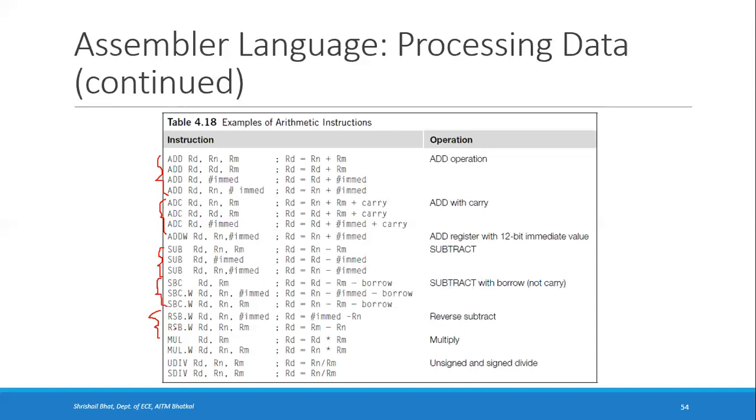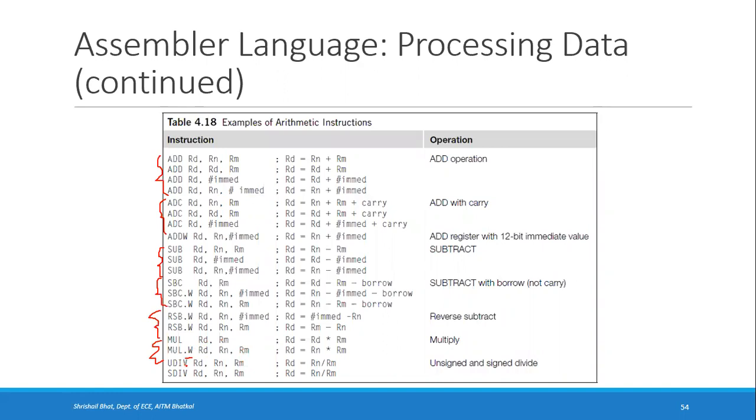Then you have the multiply instruction. Multiply means two registers are multiplied and the result is stored in another register. So RD, Rm means it will multiply RD and Rm, and the result is stored in RD. Multiply.W RD, Rn, Rm means Rn and Rm are multiplied and the result is stored in a third register, RD. So it's a .W 32-bit instruction.